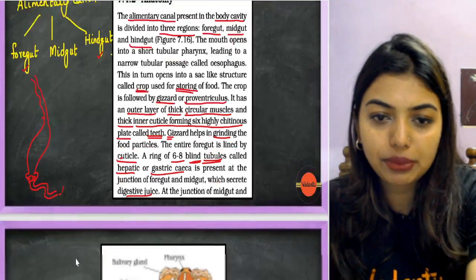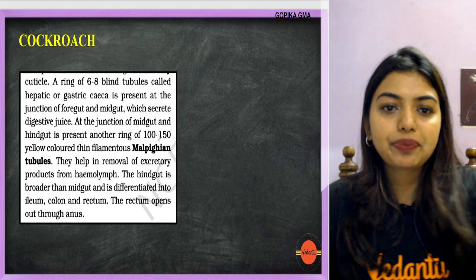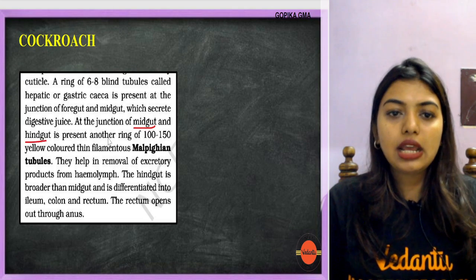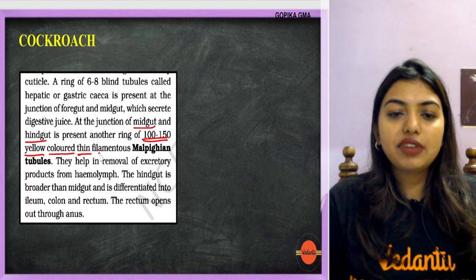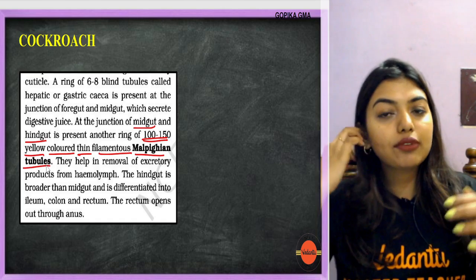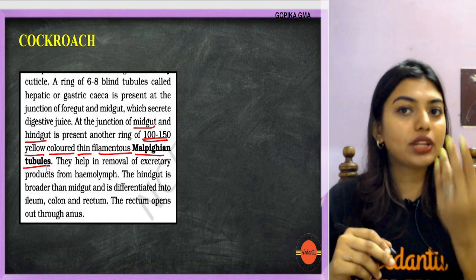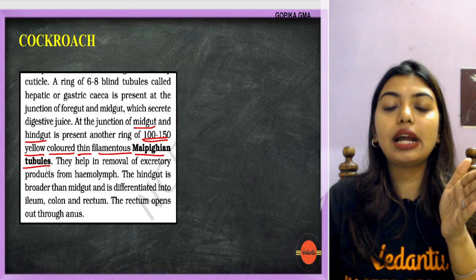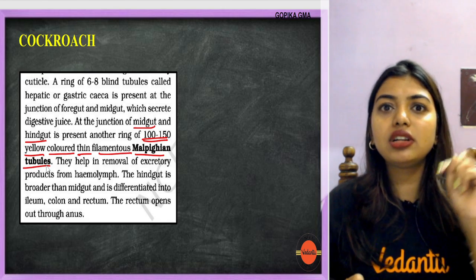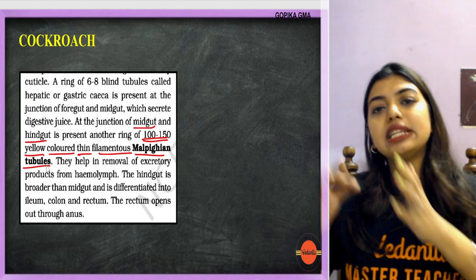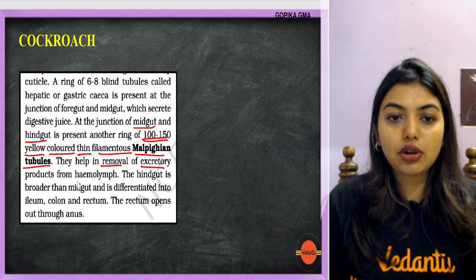Now, very important, we'll come to this diagram. At the junction of the midgut and the hindgut is another ring of 100 to 150 yellow colored thin filamentous Malpighian tubules. So remember, between the foregut and midgut you have 6 to 8 hepatic or gastric caeca, and between the midgut and the hindgut you have 100 to 150 Malpighian tubules. Ma'am, I learned Malpighian tubules in excretion, why are we learning it in digestion? Exactly, the same Malpighian tubules you will study in excretion. They help in removal of excretory products from the hemolymph.